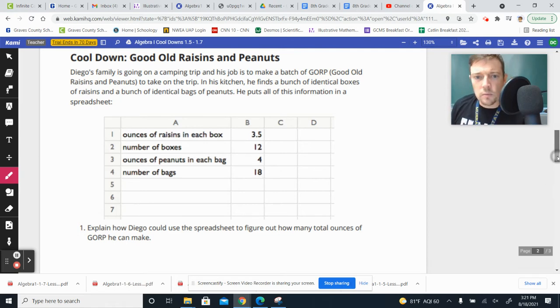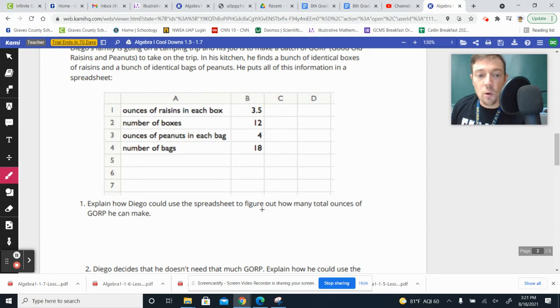So what we want to do is write and use the spreadsheet to find out how many total ounces of gorp he can make if he combines all this together. So he could open up a new cell, and in that cell, write the following formula. We want to find out how many total ounces of raisins he has and how many total ounces of peanuts he has, and then add those two things together. So the idea here is the total number of raisins in ounces plus peanuts. That's the idea. So we're going to write a formula for that using the numbers that are in those different rows.